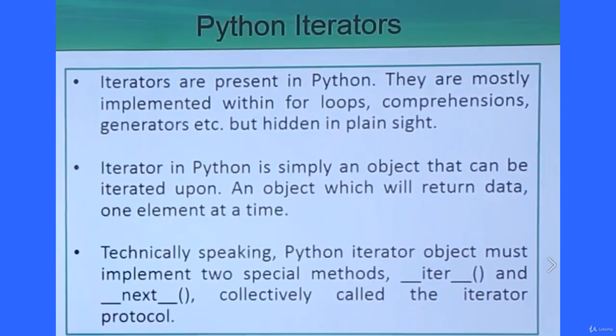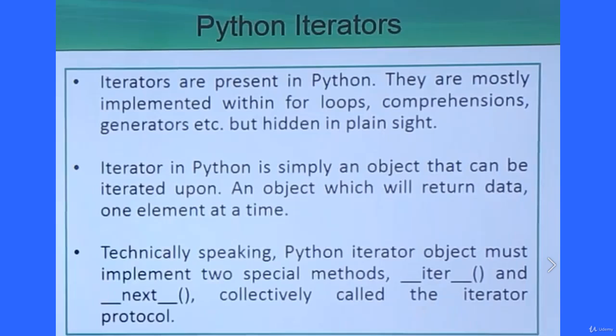An iterator in Python is simply an object that can be iterated upon, an object which will return data one element at a time. This iterator will operate on a sequence of elements, and in each iteration it will pick up one element at a time. Technically speaking, a Python iterator object must implement two special methods.